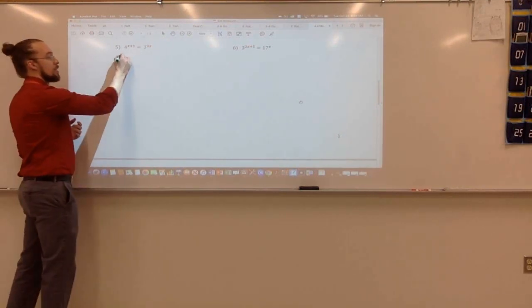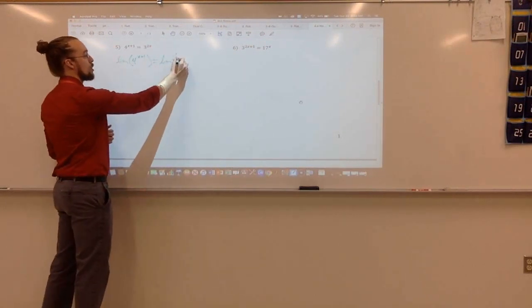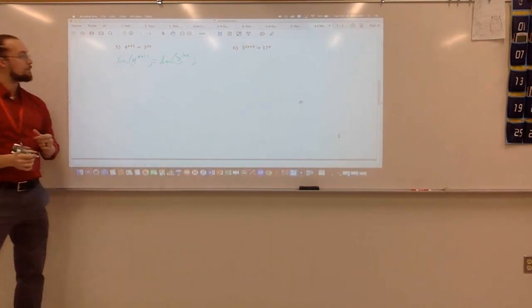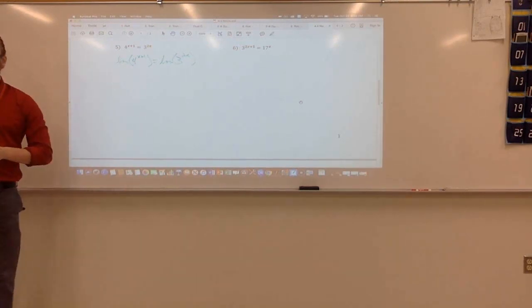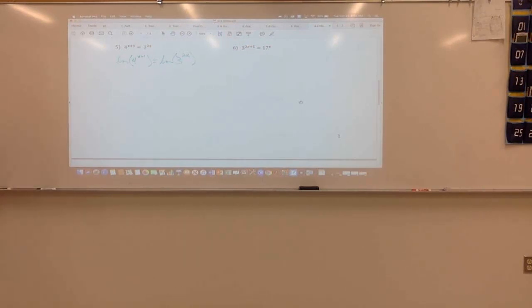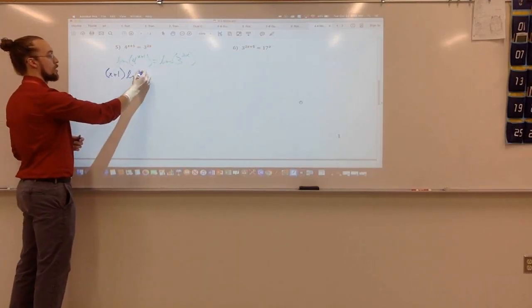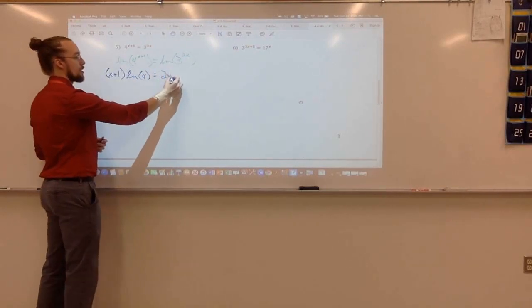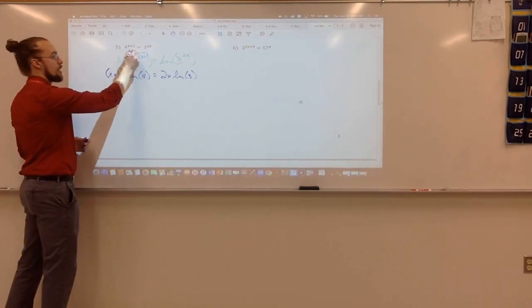Right? So I'm going to say natural log of 4 to the x plus 1 equals natural log of 3 to the 2x power. So now we're going to use our power rule that we just talked about. I can bring both of those exponents down. We can write this as x plus 1 times the natural log of 4 equals 2x times the natural log of 3. Okay, we can bring these exponents down.